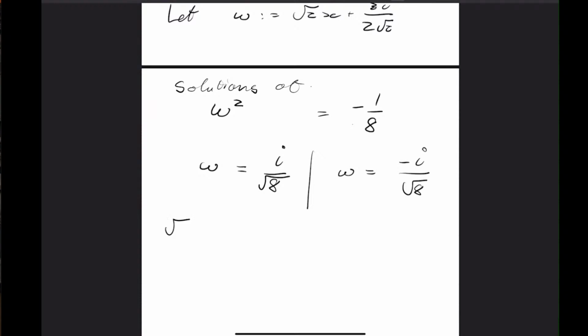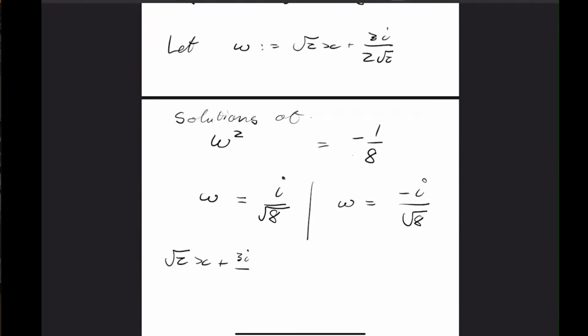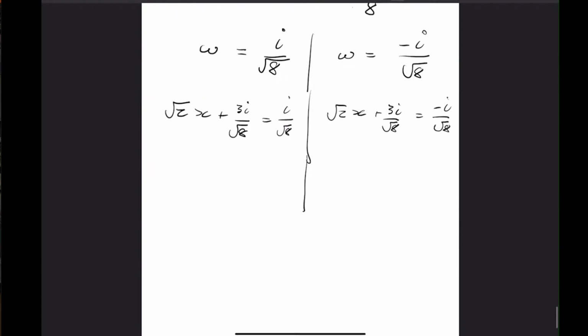And now we plug back in what we defined w as, and we solve for x. 3i over 2 square root of 2 is also i over square root of 8. So square root of 2x plus 3i over square root of 8 is minus i over square root of 8. And we solve for x. We get that x is minus i over 2, and x is minus i.